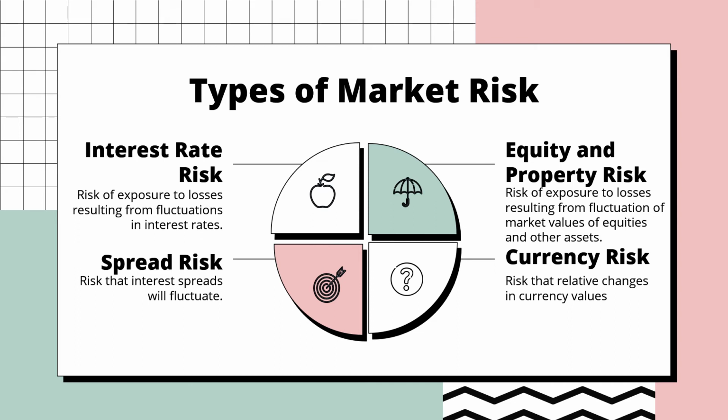The second one is equities and property risk. It is a risk of exposure to losses resulting from fluctuations of market values of equities and other assets. The third one is spread risk. It is a risk that interest spreads will fluctuate.